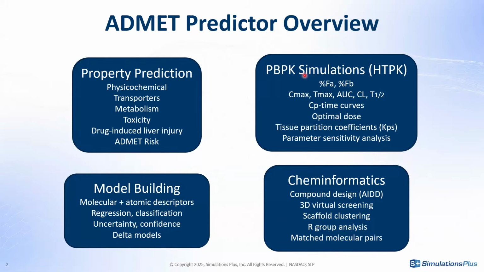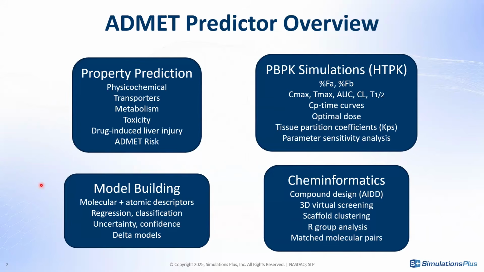The pharmacokinetic simulations module we call HT-PBPK. You can estimate a number of PK parameters like fraction absorbed and bioavailable, estimate plasma concentration time curves. The optimal dose feature lets you estimate the dose that would be required to achieve a certain plasma concentration. The last commercial release introduced estimates of tissue partition coefficients, or KP values, and there is a parameter sensitivity analysis feature as well.